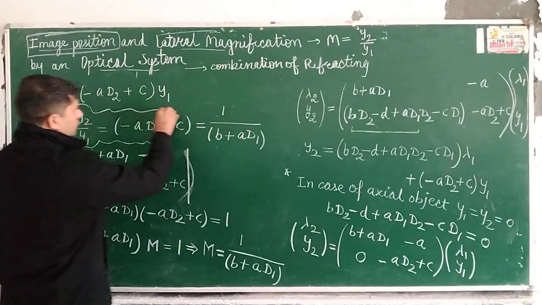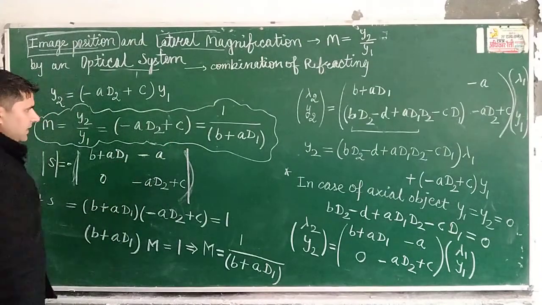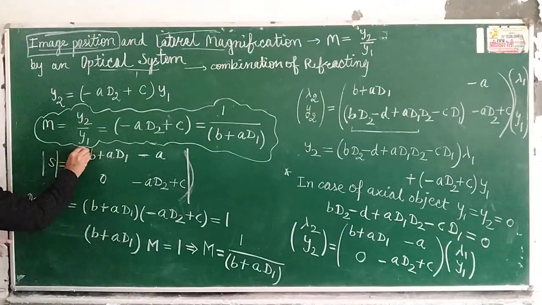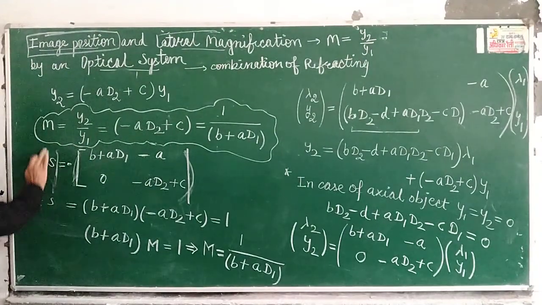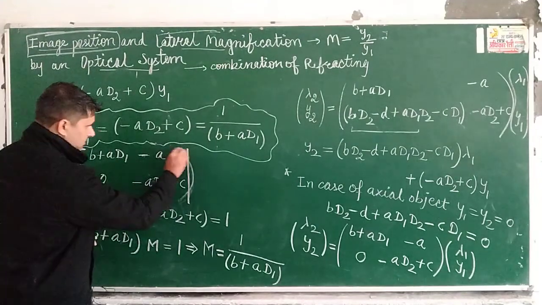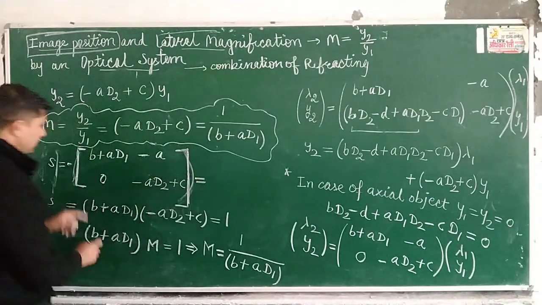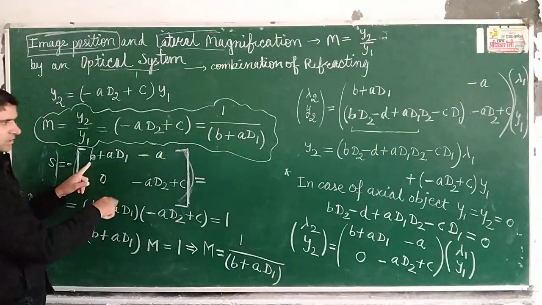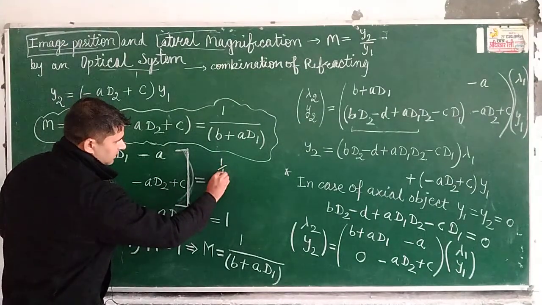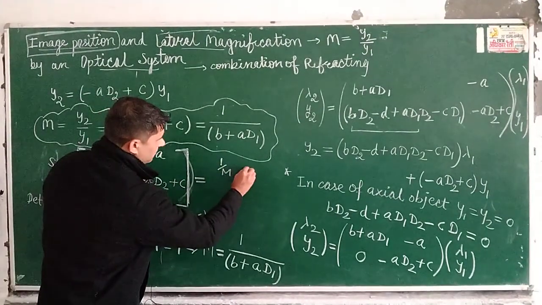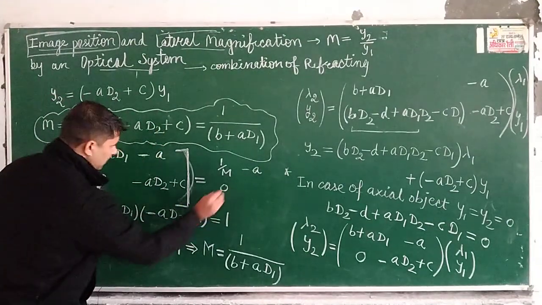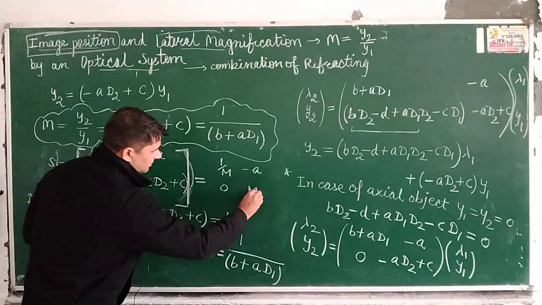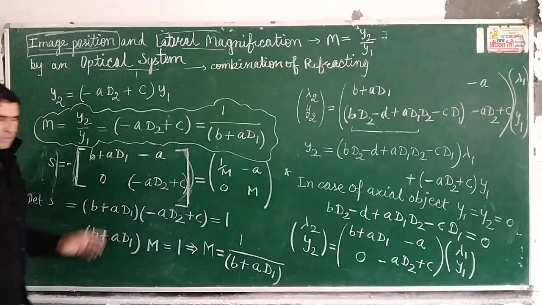Okay, so here you can see how to find magnification, and if you put the value of magnification in the system matrix, then it will change. Let me write it again. This was the matrix, and this can be written as, now you see what is this, b plus a d1, this is the inverse of magnification. So I can write here 1 by m, then I have minus a, and then I have 0, and this element represents magnification, so I can write it m. So this is how you can write the system matrix.